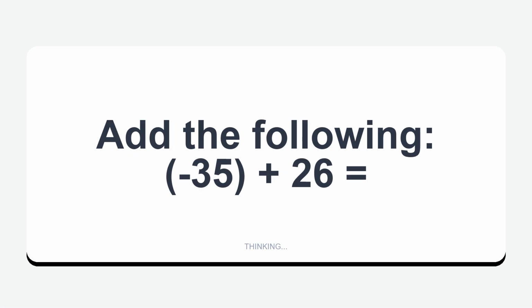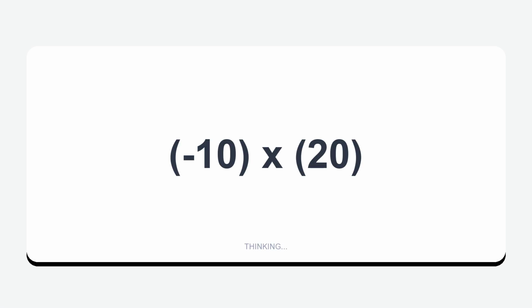Add the following: -35 plus 26 equals -9. -10 x 20 equals -200.